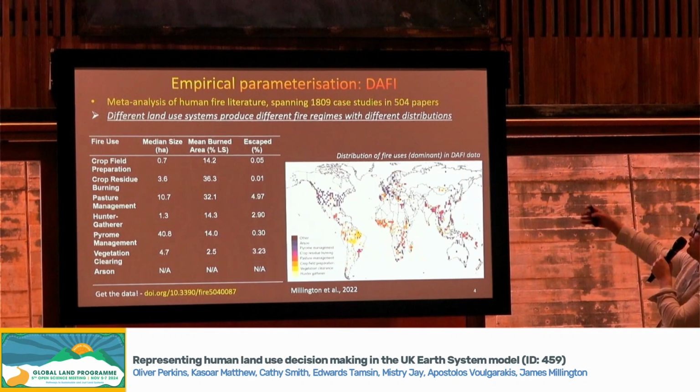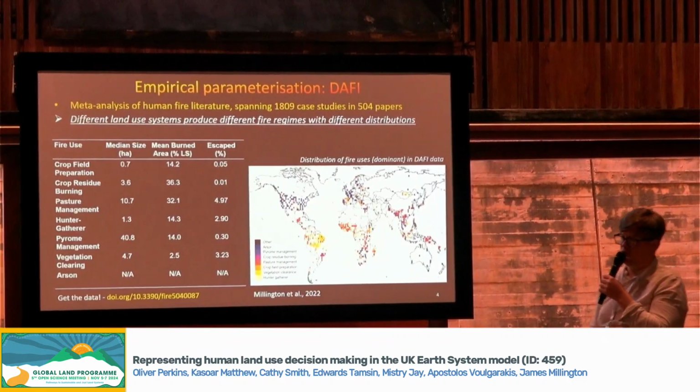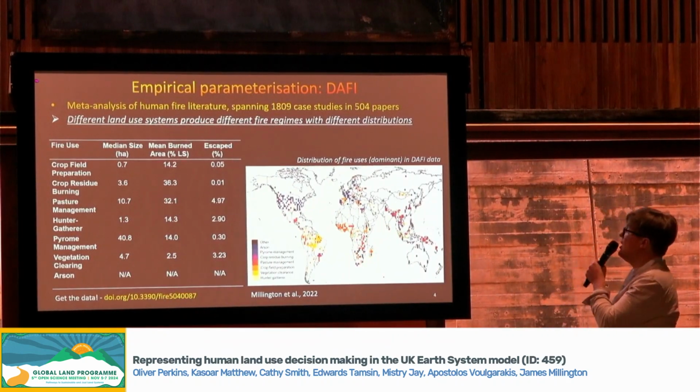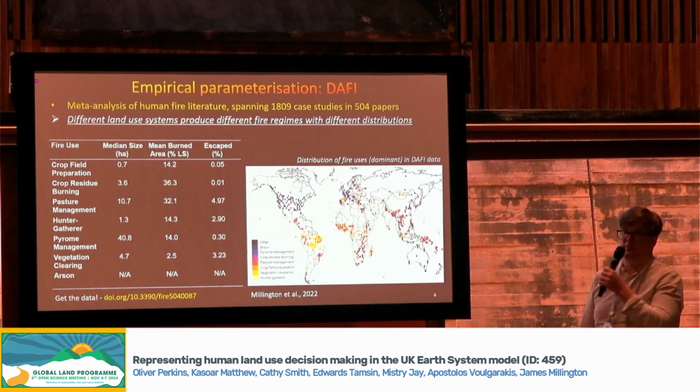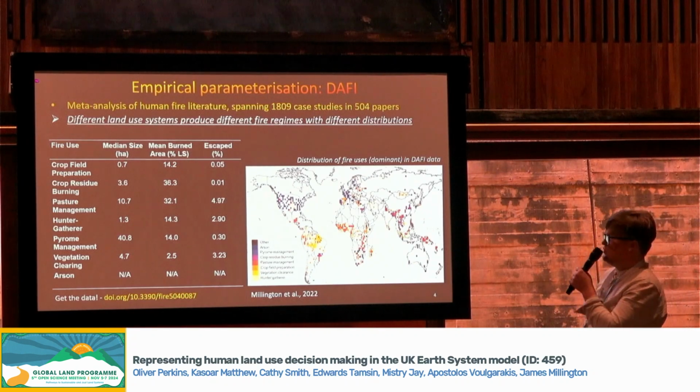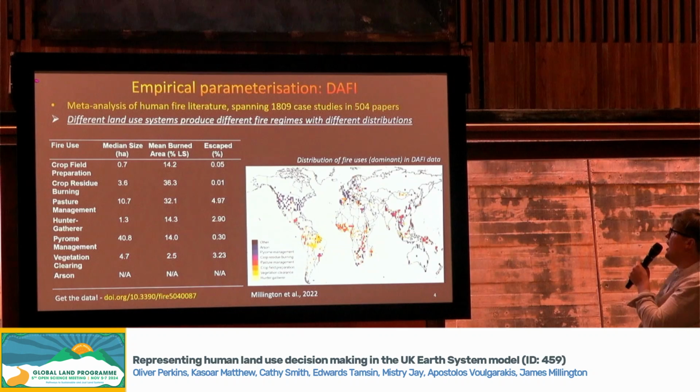So for example, here you've got what we call crop field preparation, which is basically shifting cultivation, has a small median fire size with a kind of 14% mean burned area. And that differs quite substantially to something like pasture management, so pasture burning to renew the pasture, which has a larger fire size and tends to have a larger percentage of the land burned per year.